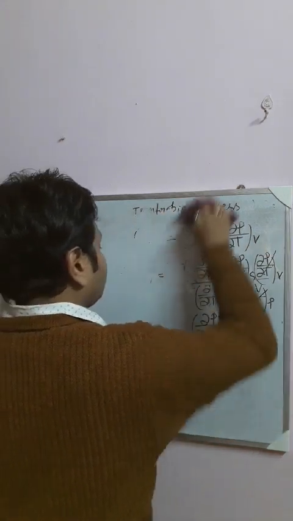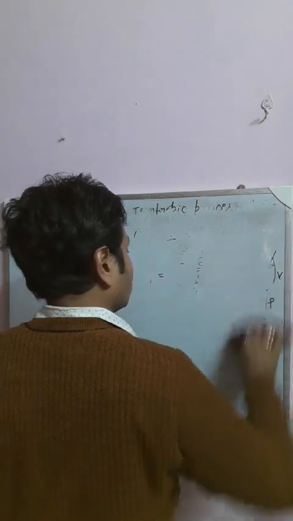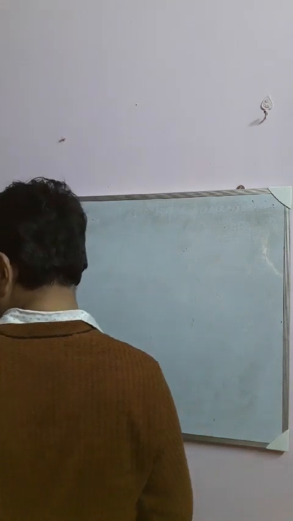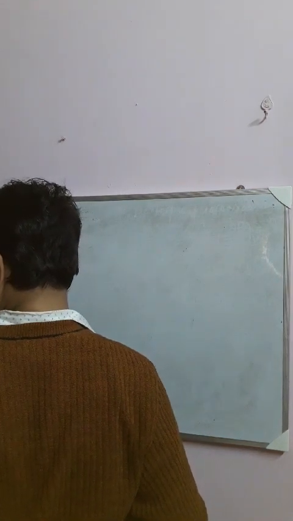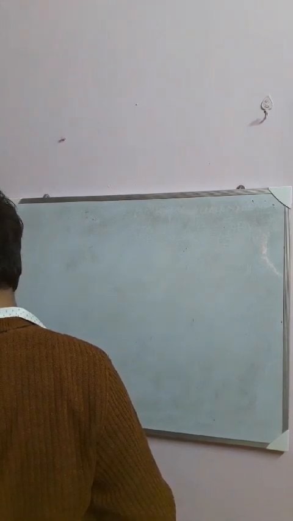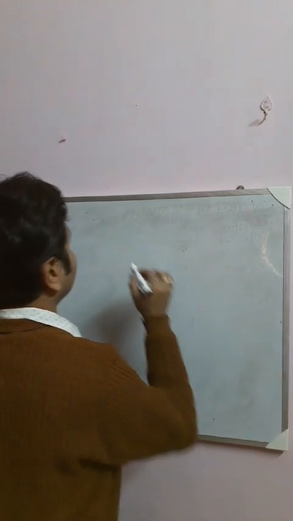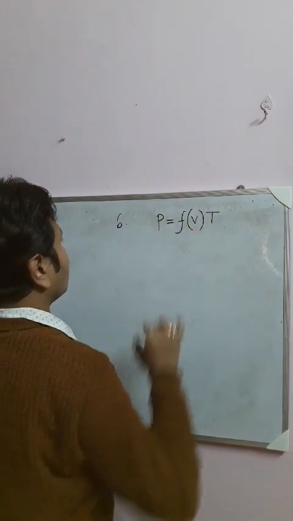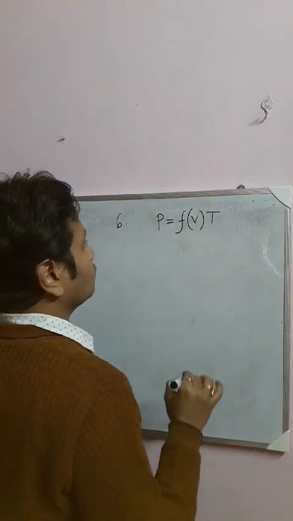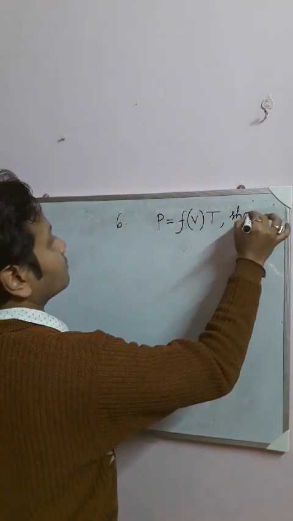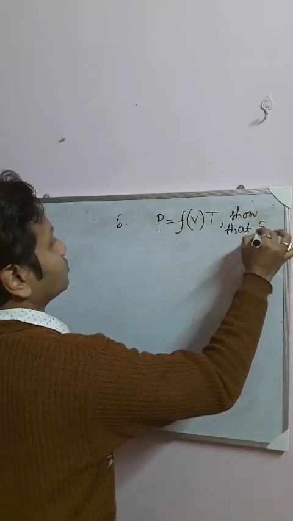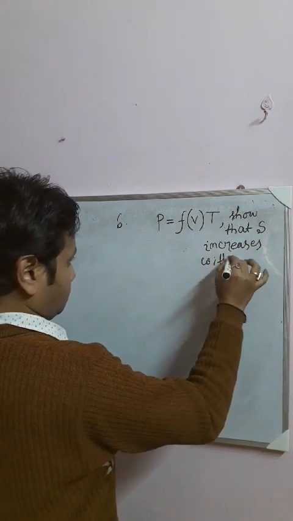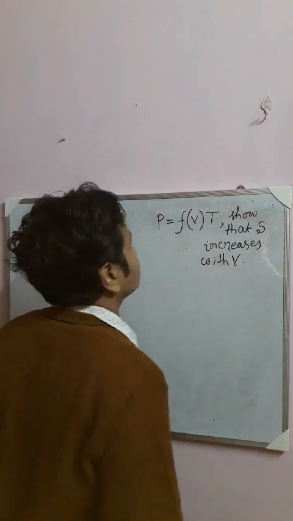So let us move to the last numerical of today's lecture. Here it is given that P equals f of V into T. We have to show that S increases with V. How can we show it?